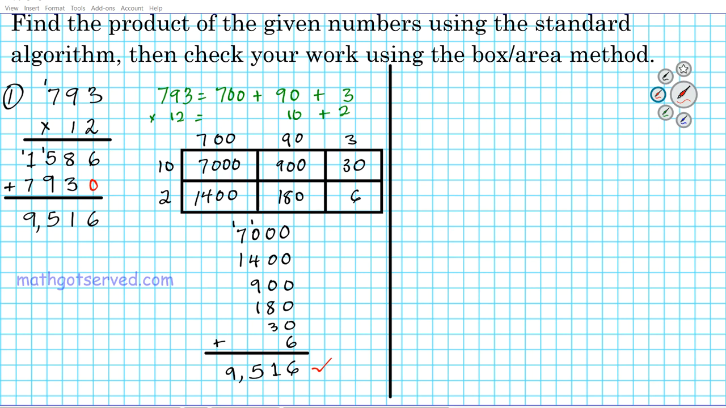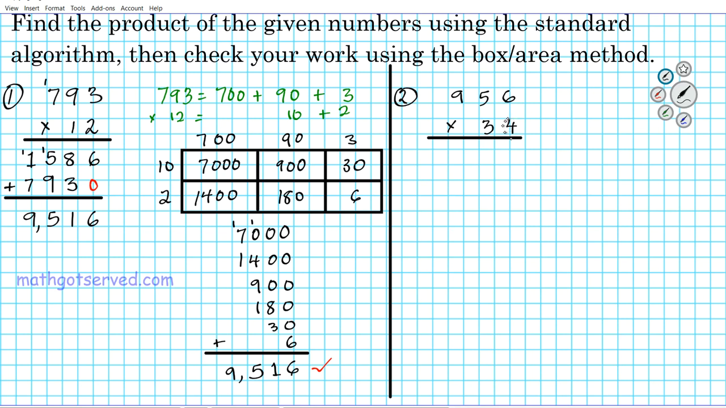All right, let's take a look at another example. Question number 2. Now for this one, let's say we're multiplying 956 by 34. So what's the product going to be? We're going to start with the standard algorithm or the stack method, and then we'll check our work using the area model, okay? Area box method. All right, let's do it.